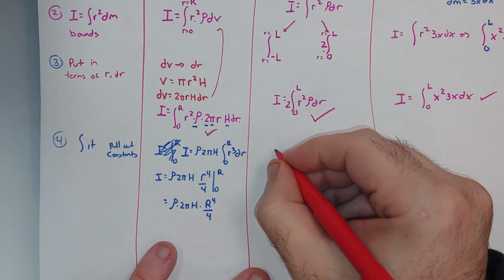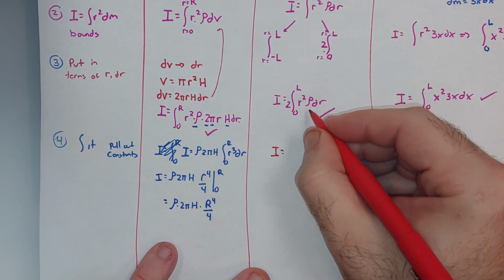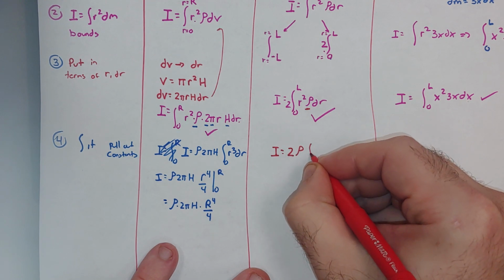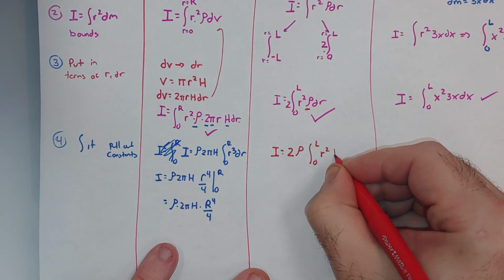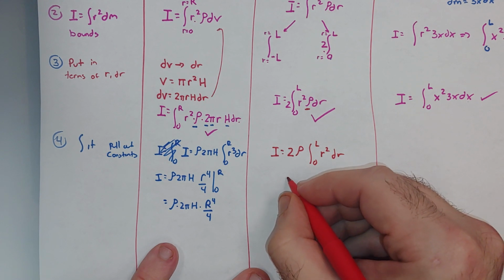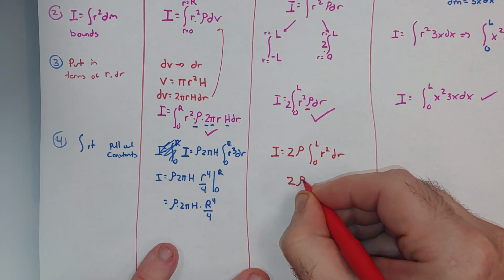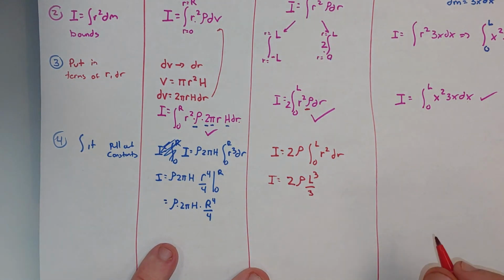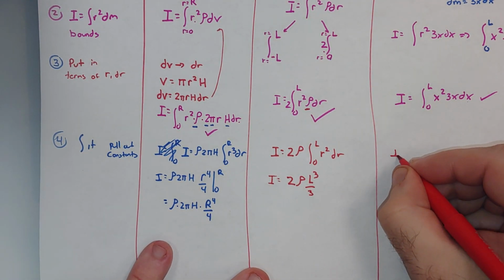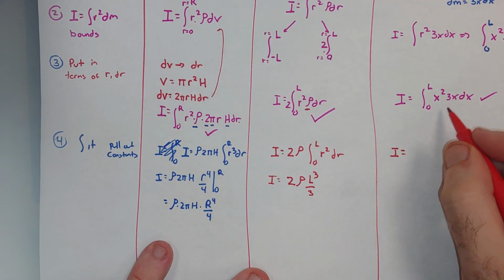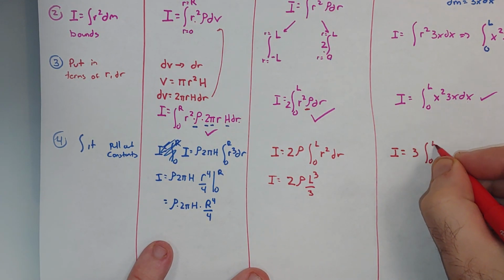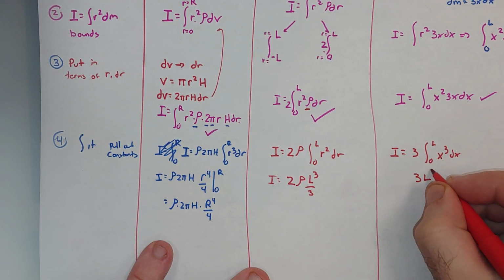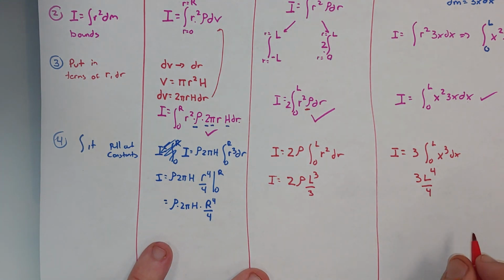This one. Pull out the only constant, density, because density is a constant. 2 rho, integral 0 to L, r squared dr. Integral of r squared is r cubed over 3. 2 rho, L cubed over 3 is my moment of inertia. Over here, pull out just the 3. Integral 0 to L, x cubed dx. Integral of that is L to the 4th over 4.